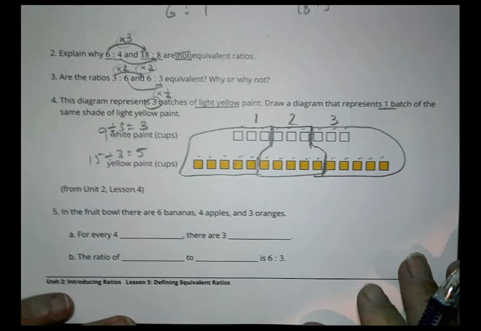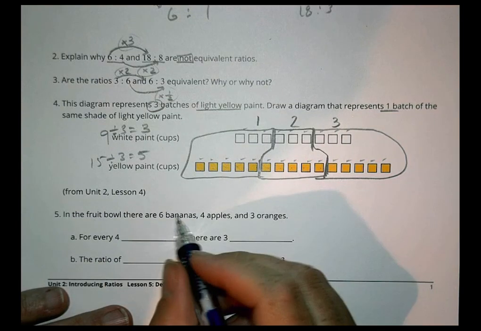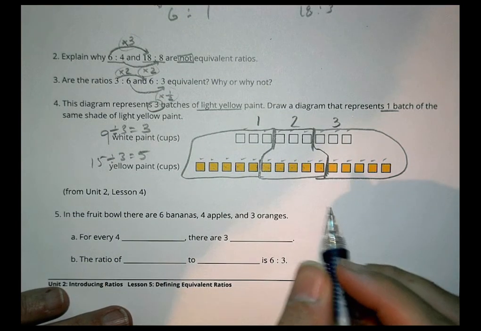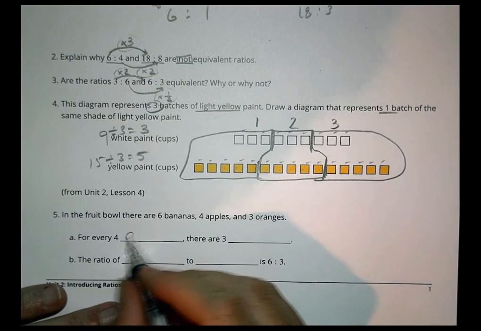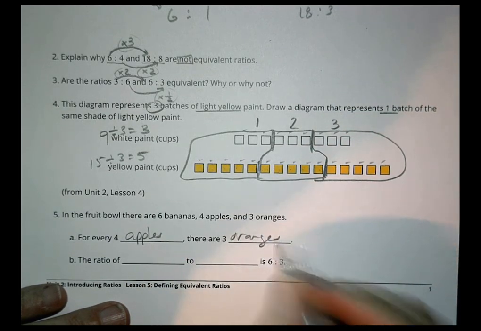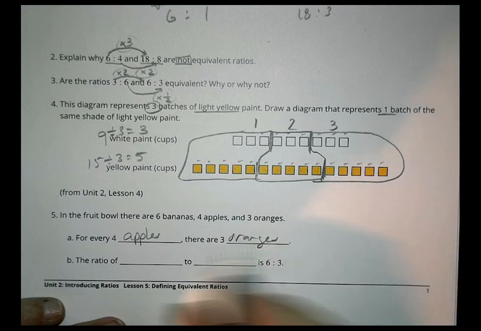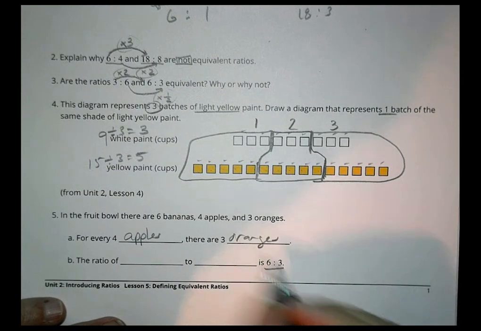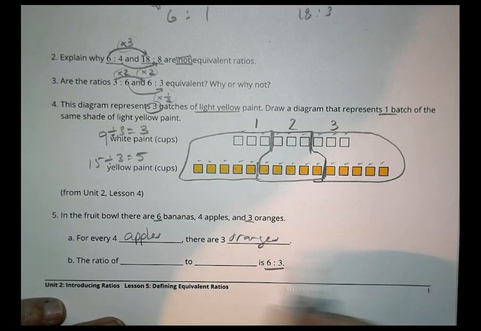All right, number 5. In the fruit bowl, there are 6 bananas, 4 apples, and 3 oranges. For every 4 apples, there are 3 oranges. The ratio of bananas to oranges is 6 to 3. Here is 6, here is 3. Get the order right.